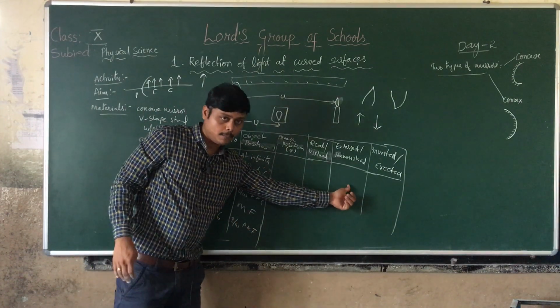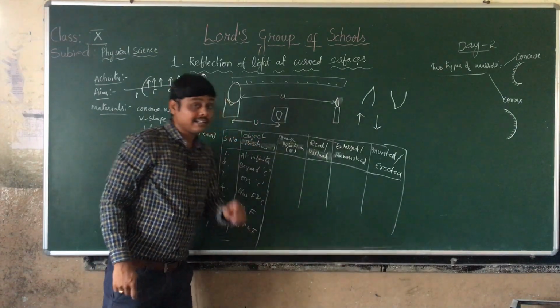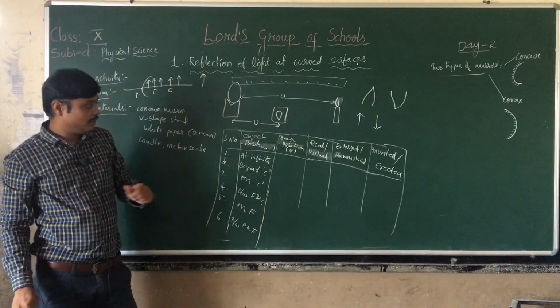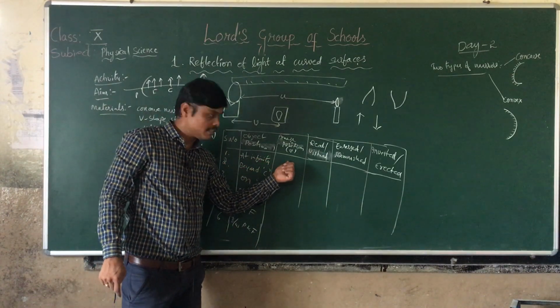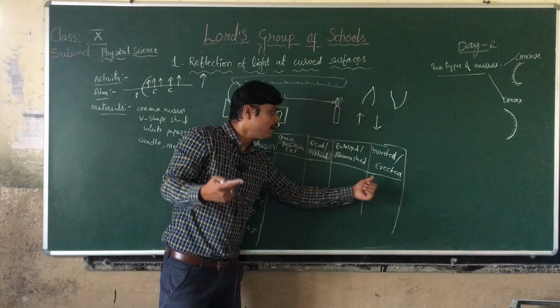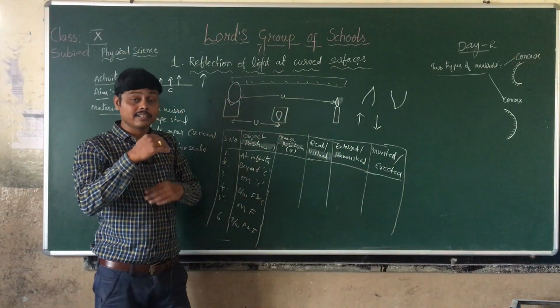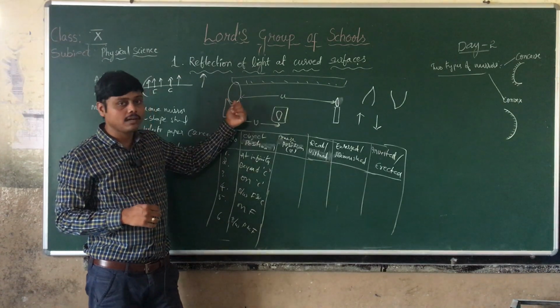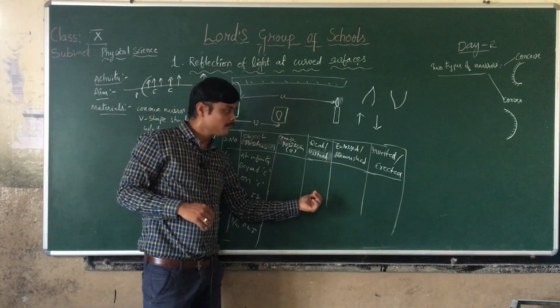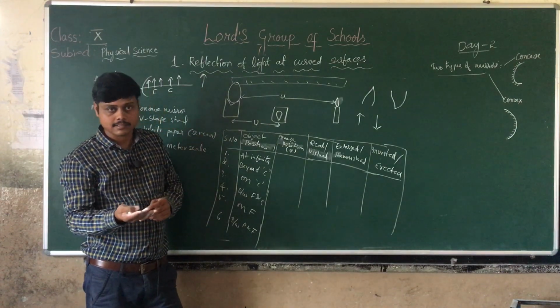And you can fill this table by drawing ray diagrams. It means where you are getting the image, and whether it is real or virtual, whether it is enlarged or diminished, inverted or erected. So by using the concept of ray diagrams of the concave mirror or convex mirror, we can fill this table. That ray diagrams concept we will cover in the next class.